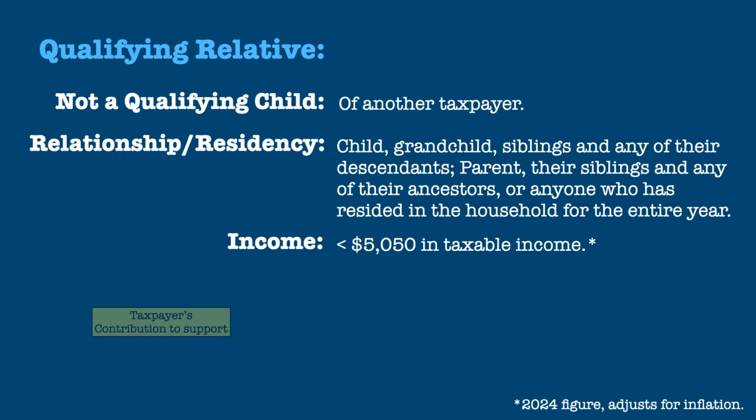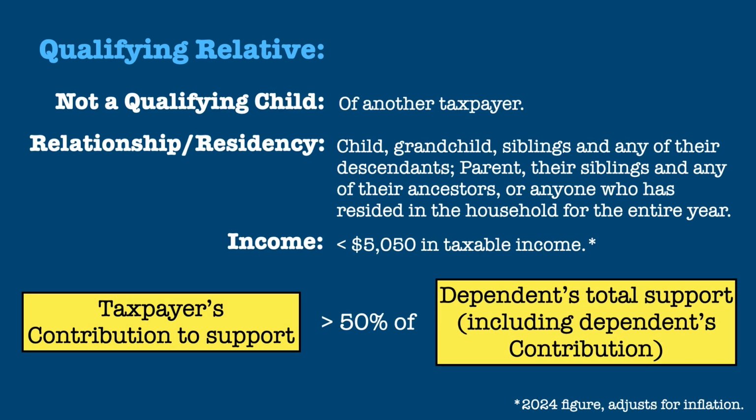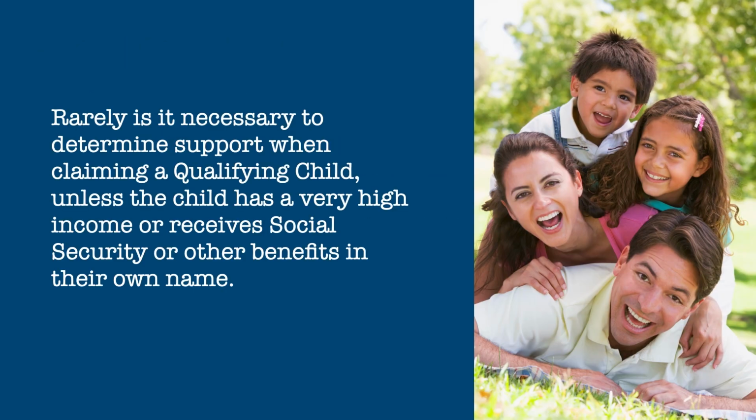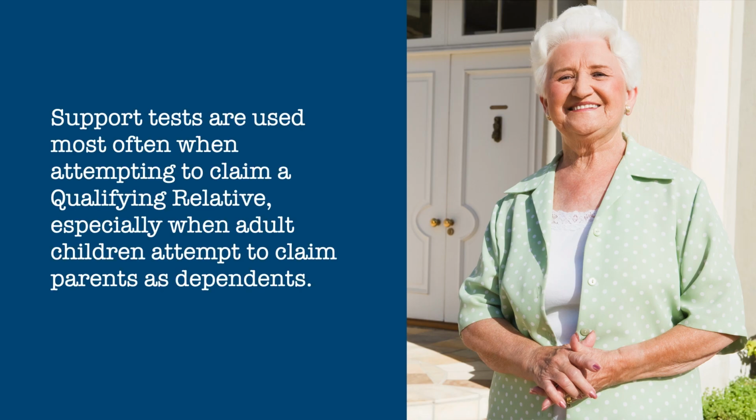If the potential dependent meets the test for a qualifying relative, and you provide more than 50% of that person's support, you can claim that person as a qualifying relative. Rarely is it necessary to determine support when claiming a qualifying child, unless the child has a very high income or receives Social Security or other benefits in their own name.